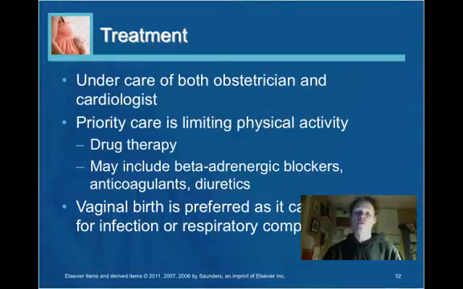Anticoagulants, because the woman is in a hypercoagulable state, and diuretics to pull off that fluid, whether it's fluid in the lungs or fluid in the extremities in the form of edema. Vaginal birth is preferred as it carries less risk for infection and respiratory complications.